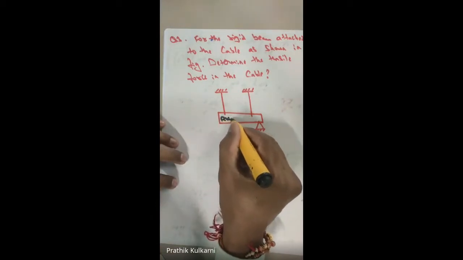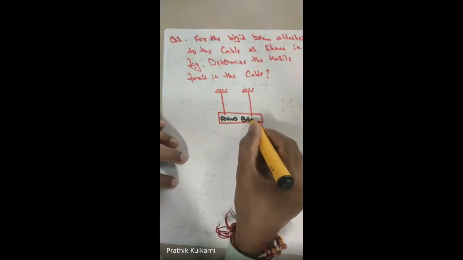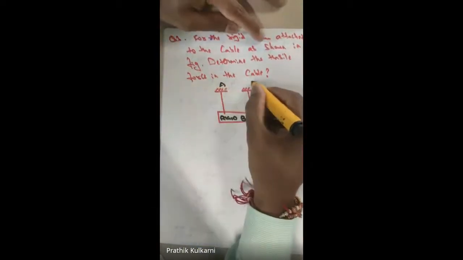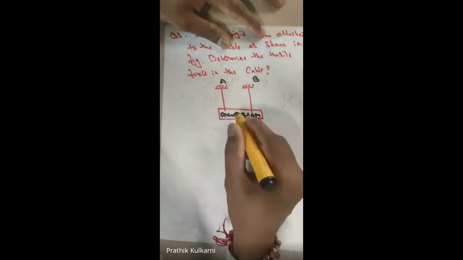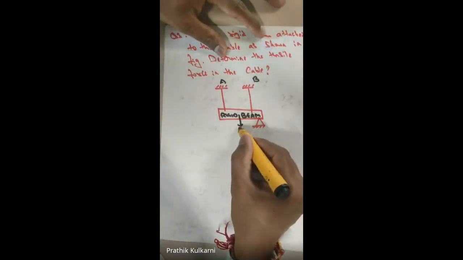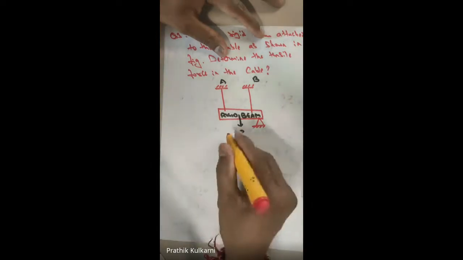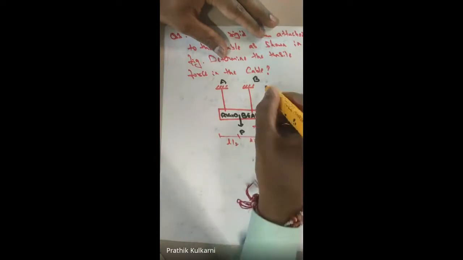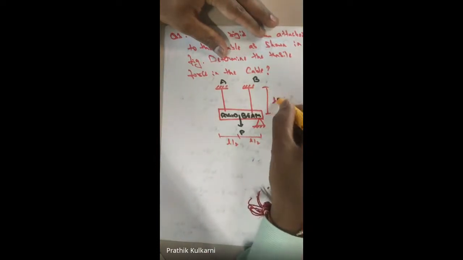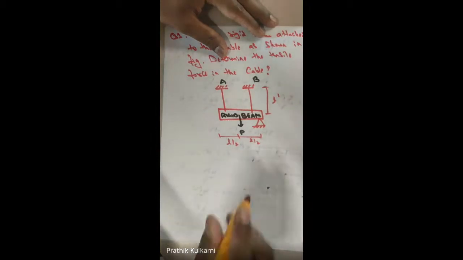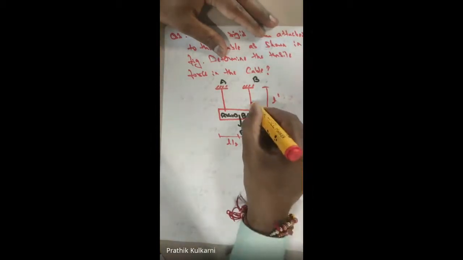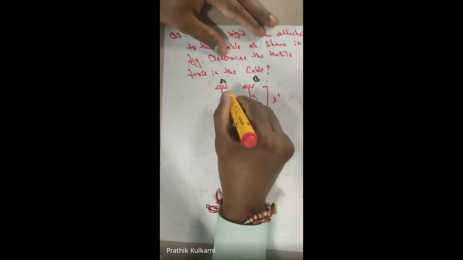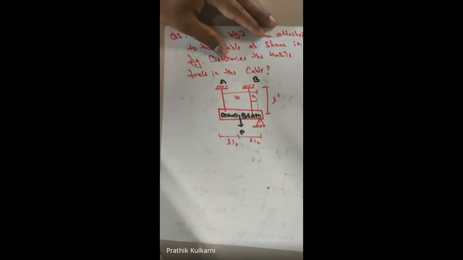This is my rigid beam. This is my A cable. This is my B cable. This is exactly at the center. We have a force of P, and the length from the center is exactly L by 2 and L by 2. This length is L dash, and the distance from B to the center is A, and from here till the center it is B.